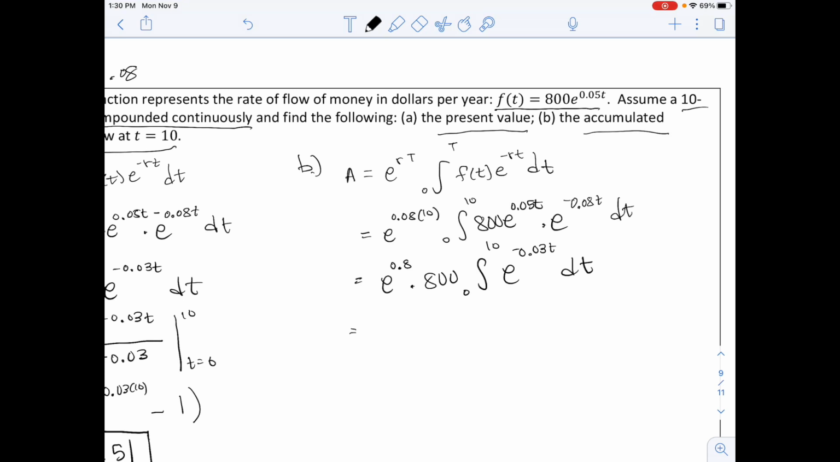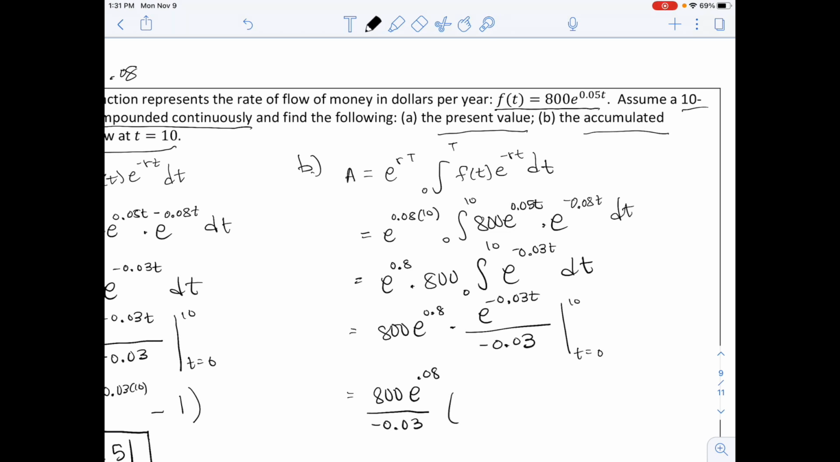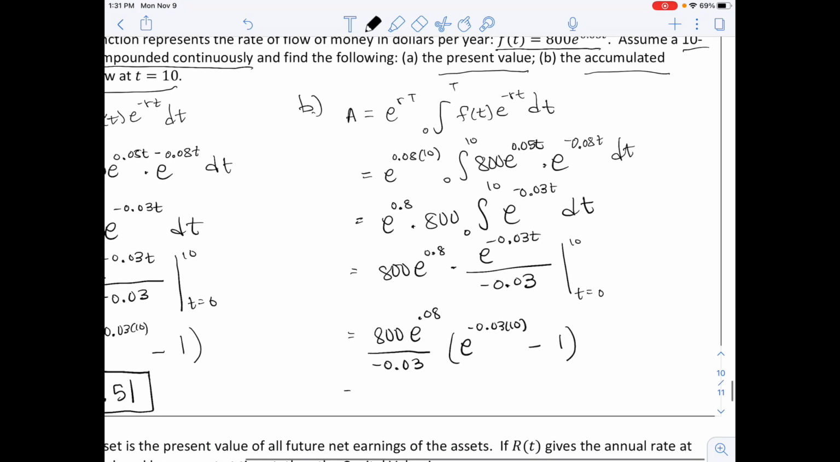Integrating, we arrive at, and I'm going to rewrite this as 800 e to the 0.8 times e to the negative 0.03t divided by that same value, and then evaluating this from t equals 0 to 10. We end up with 800 e to the 0.08 divided by negative 0.03, since those are all just a constant value. Then we substitute our upper limit of integration, which is 10, minus substituting in 0, we have e to a 0 power, which would just be 1. Working this out, we arrive at $15,381.85.